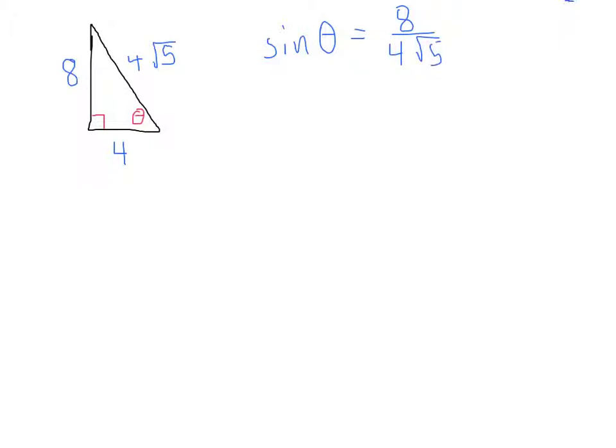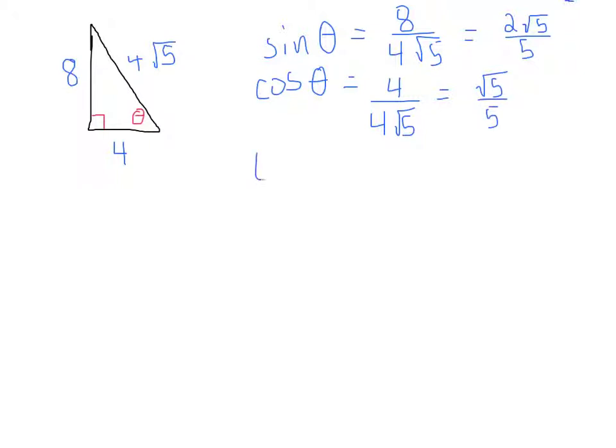At this point, you should simplify this fraction, and also don't forget to rationalize the denominator. Hopefully now you've gotten to 2 root 5 over 5. Let's move on to cosine of theta. Remember that cosine of theta is the adjacent over the hypotenuse. So we'll take the adjacent side to theta, which is 4. And then the hypotenuse, again, is 4 root 5. Doing your scratch work and rationalizing the denominator, you should get root 5 over 5.